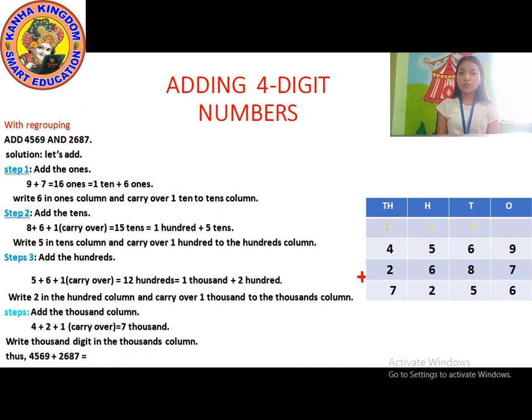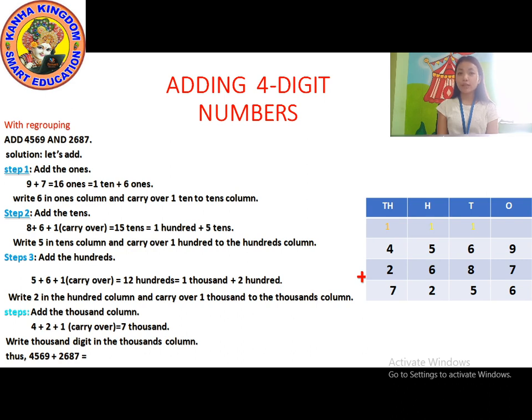Okay student, step 2, that is add the tens. We have to take the digit from both numbers which is present in the tens column. In the first number 4569, 6 is the digit which is present in the tens place, right? In the second number 2687, 8 is the digit which is present in the tens place. So we have to take this 6 and 8 with the digit which we carried over in the first step, right?